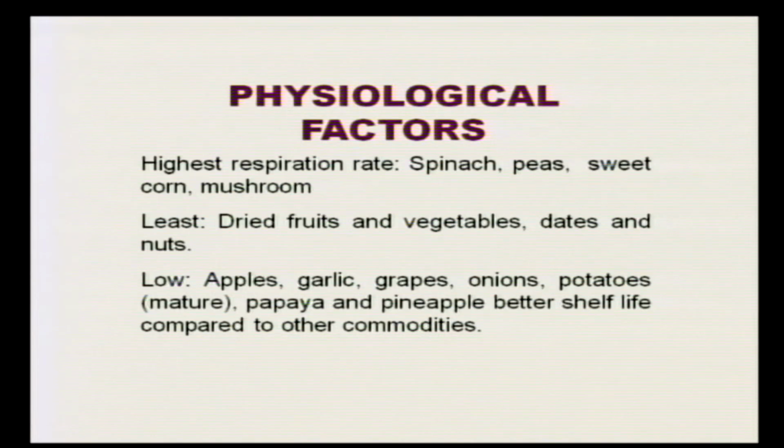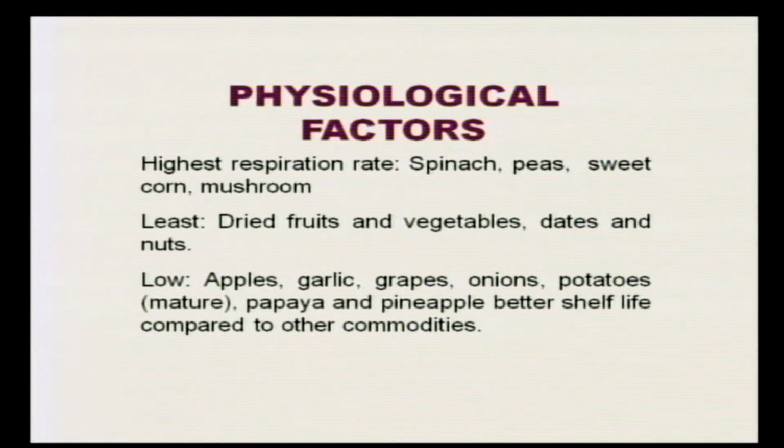Now in respiration, there are certain people who respire very fast. Same way for fruit and vegetables also. Some have a very high respiration rate, some have a minimum, and some have an intermediate. Spinach, peas, sweet corn and mushroom have a high respiration rate. And the minimum is in dried fruits and vegetables, dates and nuts.